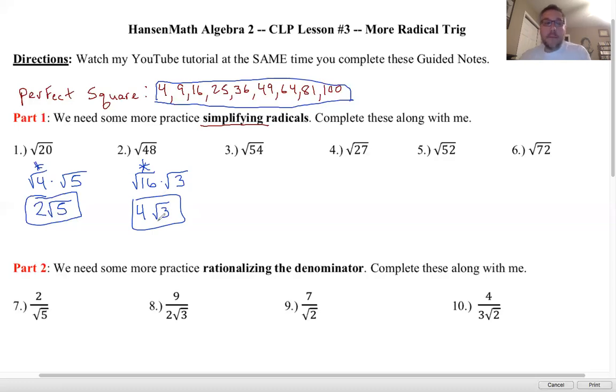Okay, that brings us to number 3. We're trying to break down the square root of 54. So you can say 54, are you divisible by 4? 54 divided by 4 is 13.5. If you get a decimal, keep going. 54 divided by 9. Yeah, we get 6. So I'm going to say, all right, 54, you're the same as 9 times 6.